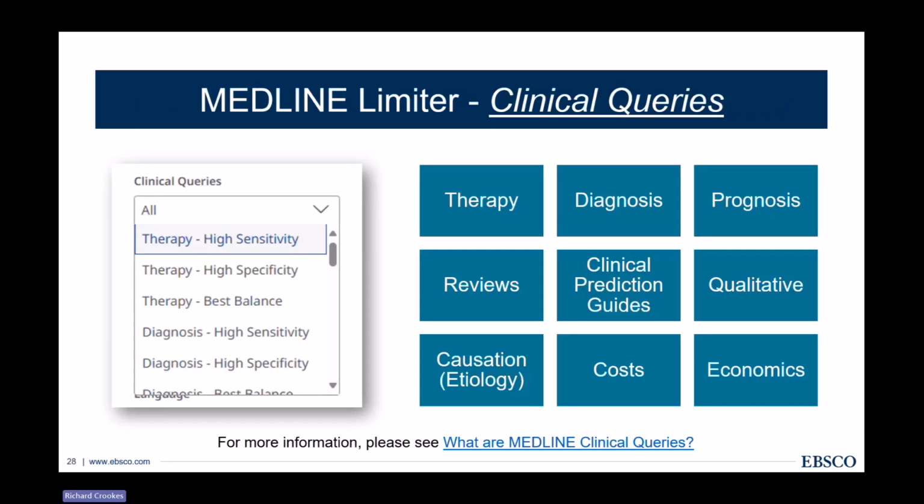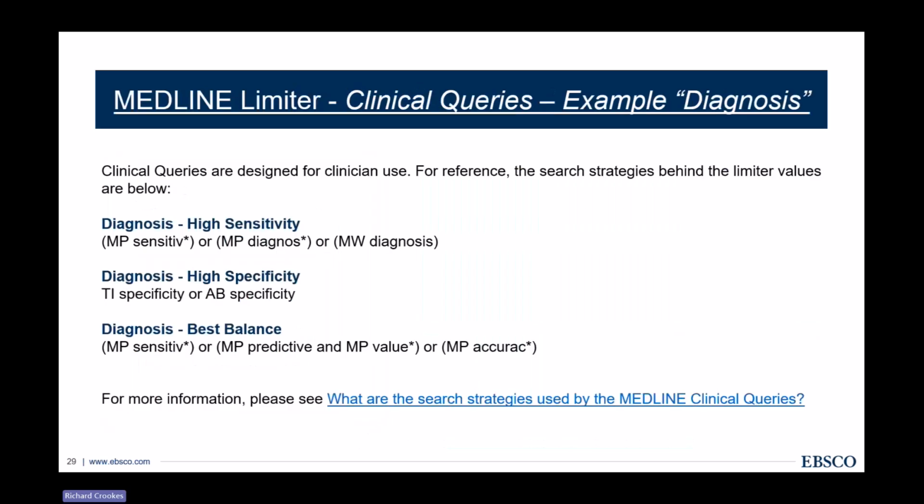Likewise, with MEDLINE, there are now 9 research areas covered, again with those 3 strategies. So again, you've got therapy, diagnosis, prognosis, plus you've got cost economics as well. And again, if we take an example here of diagnosis, then you see the corresponding search strategies for each of those strategies for that research area of diagnosis. Again, you're not just selecting some random option within the EBSCOhost interface. There is a strategy behind each of these areas, and those particular strategies are designated there.